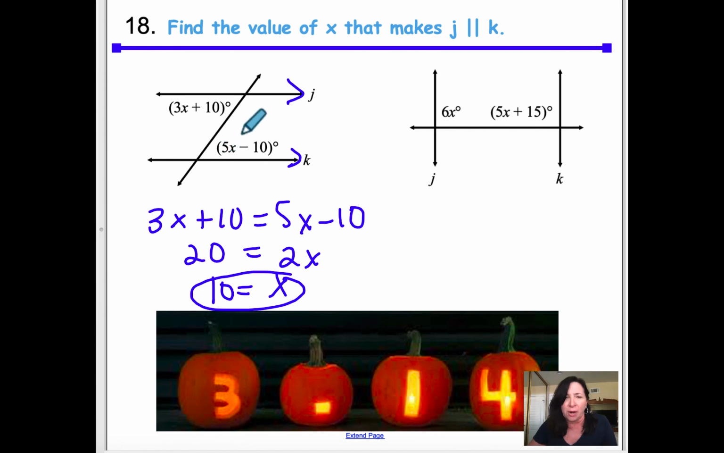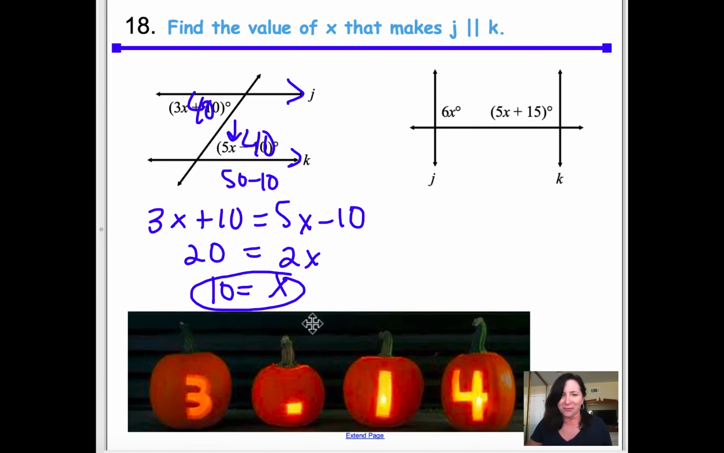And of course, if I want to find the angle, plug it in, we'd get 50 minus 10, which is 40. And so these angles would be 40 degrees. I love this pumpkin stuff, right? Yes, I look hard to find stuff for you guys.